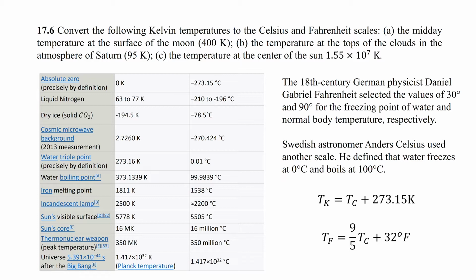Actually, thermal physics confirms that there is an absolute zero point. That means we cannot decrease the temperature below this number, negative 273 degrees Celsius. This is very interesting because there's no high limit for the temperature, but there is a low limit. We call this low limit absolute zero.